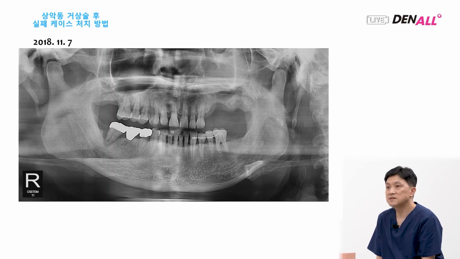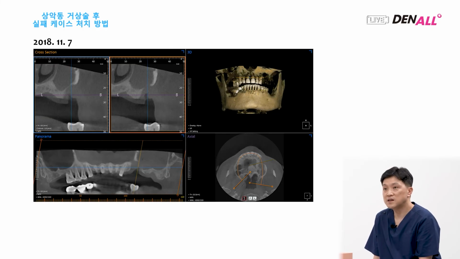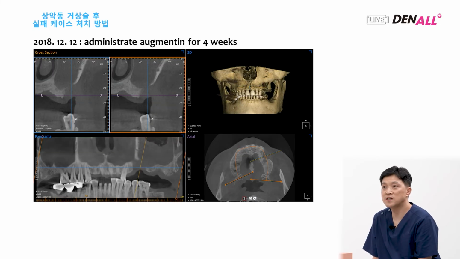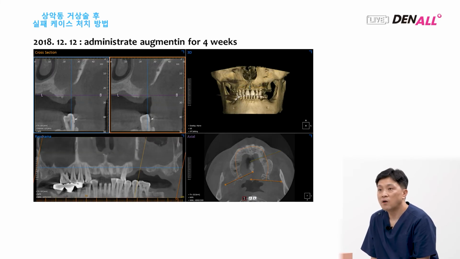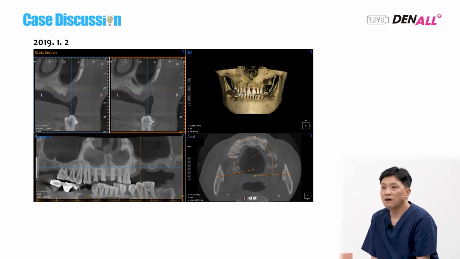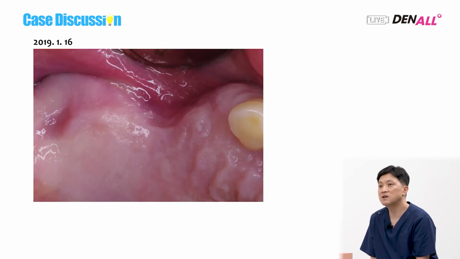On the left sinus, the alveolar ridge is heavily depressed. On the CT, the lateral is open and the membrane thickening is quite severe. So for 4 weeks, Augmentin is administered, and on the top of the CT, you can see decreased thickening. January the 2nd, the sinus is normal, and surgery is done.